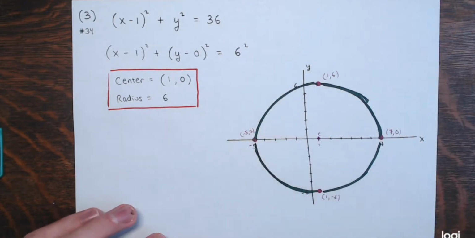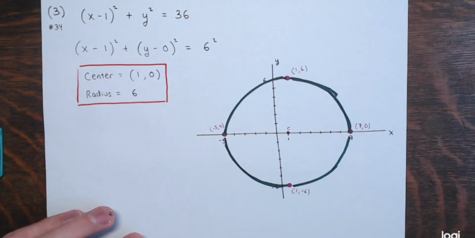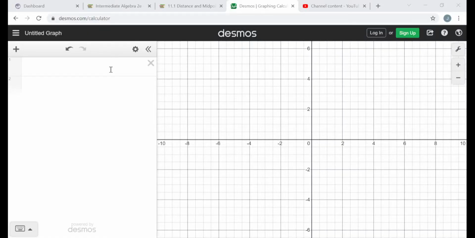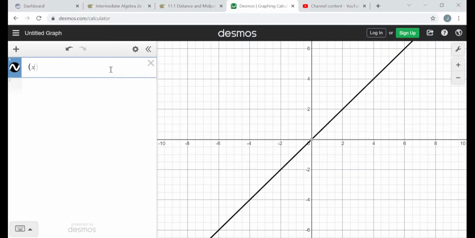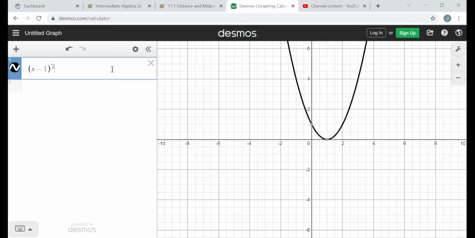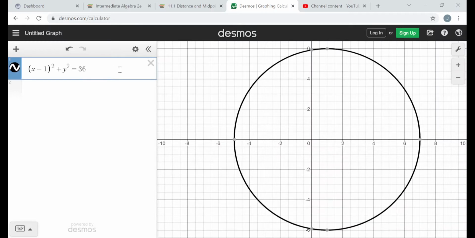Alright, once again, just for a better looking picture, and to see that all 4 of these points are actually on it, I'm going to put it on Desmos. So we're given the equation x minus 1 squared plus y squared equals 36. Look at this. There's 1, 6, there's 1, negative 6, here's 7, 0, and negative 5, 0. Excellent. All the points that I said would be above and below and right and left of the center. And all these other points should be 6 units away from the center as well. Looks like a good circle to me.